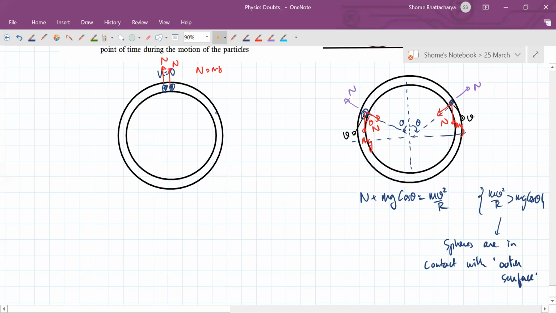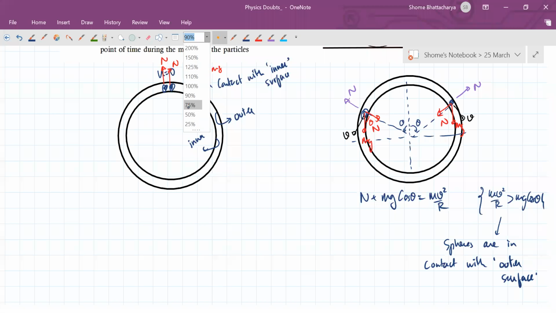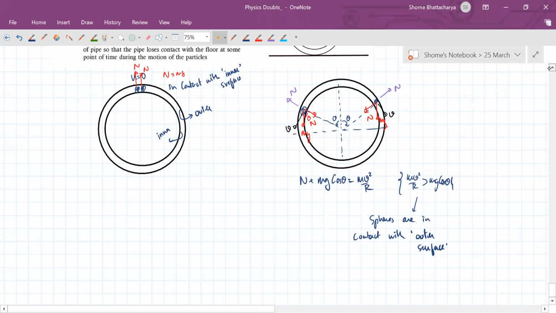This one is the outer surface, and this one is the inner surface. So here they are in contact with the inner surface, but by now they've come in contact with the outer surface. So this is clear now, I hope.